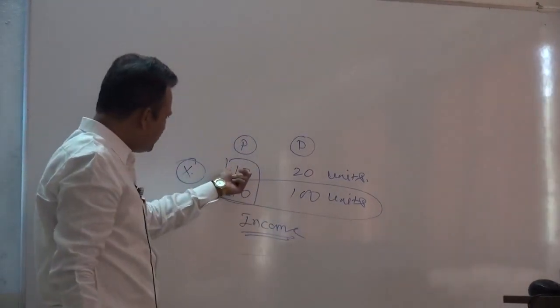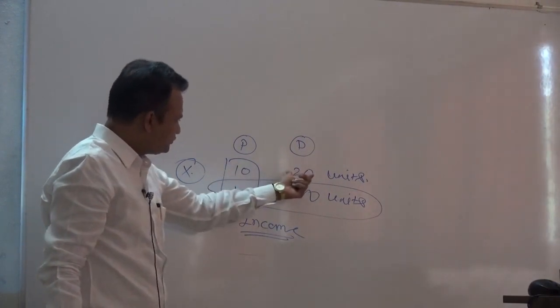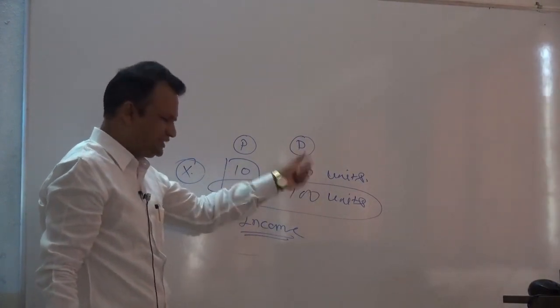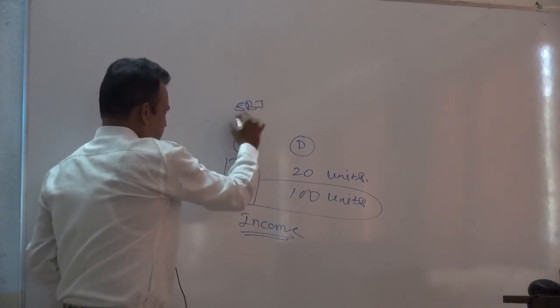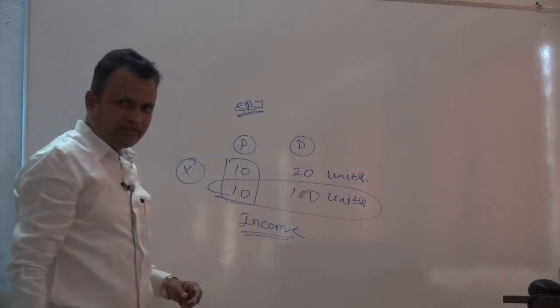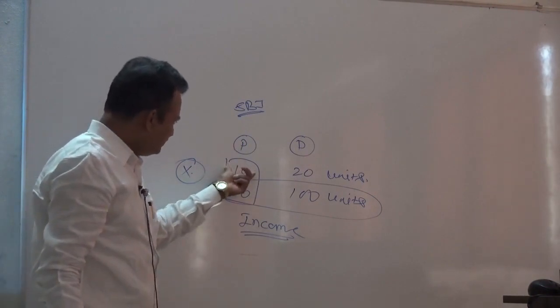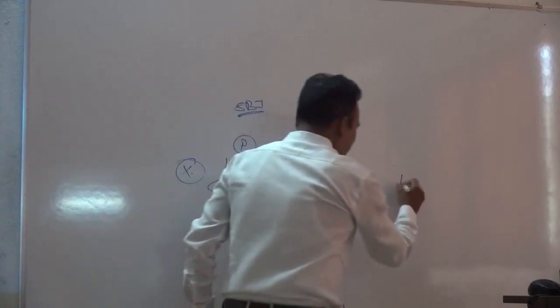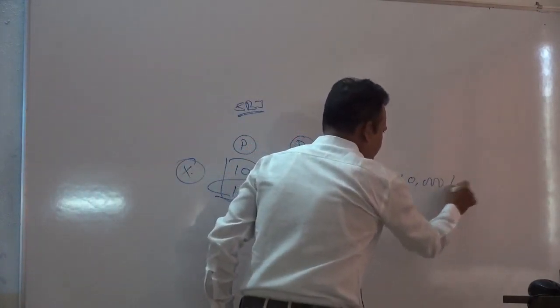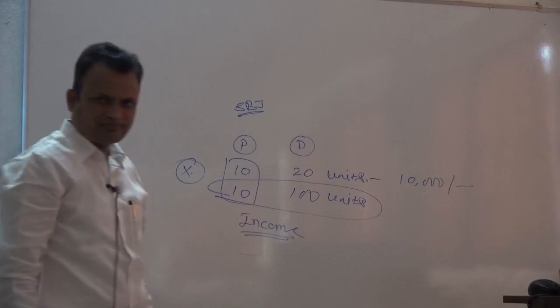When the price is 10, near about 20 units are purchased by person XY, it's me. Okay, when the price is 10, I am buying 20 units. At that time my income is 10,000.